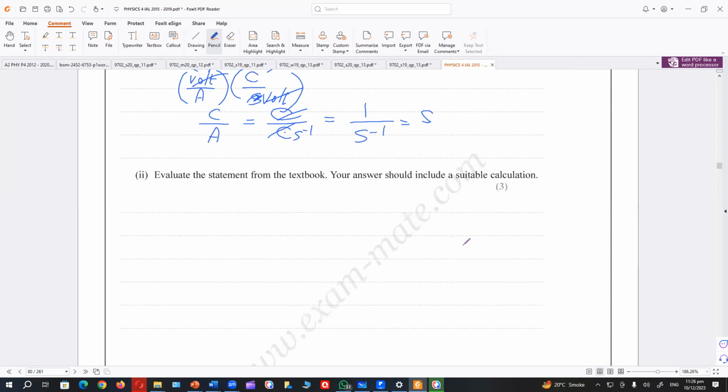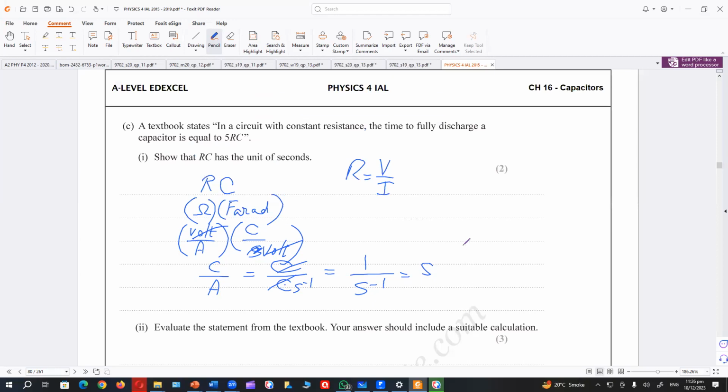Evaluate the statement from the textbook. Your answer should include a suitable calculation. What is this? Wait, isn't it the same thing? A textbook states, in a circuit with constant resistance, the time to fully discharge a capacitor is equal to 5RC. I have the R, I have the C, I can multiply it. The resistance is constant, yeah? But you have the resistance in hand from the previous part.